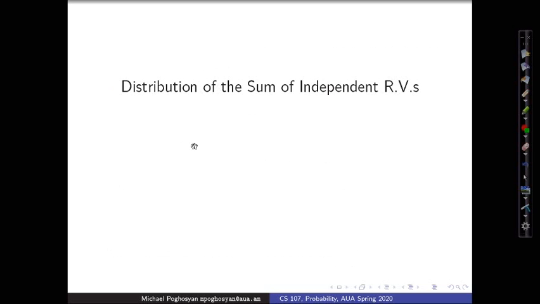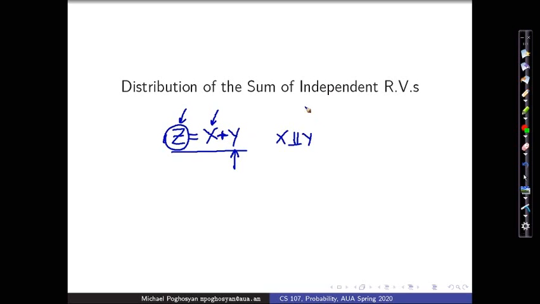Now let's talk a little bit about the distribution of sum of independent random variables. Up to this point in our previous lectures we have considered this kind of problem: find the distribution of x plus y given the joint PDF of x and y. Now we want to find the distribution of z given the distribution of x, given the distribution of y, and knowing that x and y are independent. So in the independent case, we want to find the distribution of the sum.